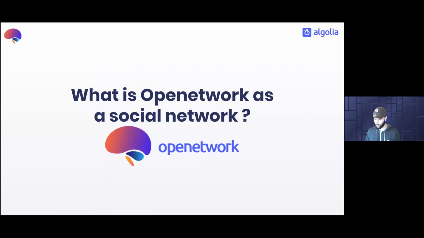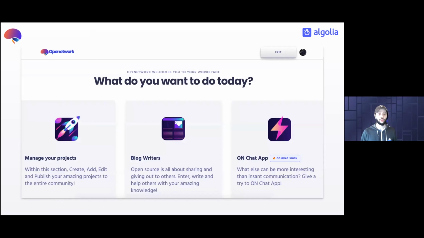So what is Open Network? Open Network is a social network for people that want to build open source projects and to have more interaction with maintainer and contributor, with more social around it. On the platform, you can do different things like manage your project. You can write some article about your project or going to the chat app to discuss with people.